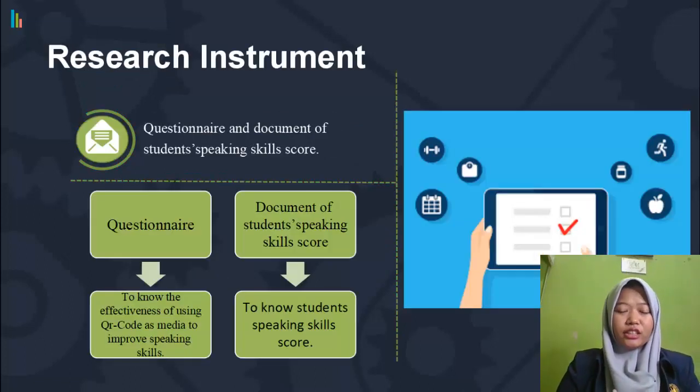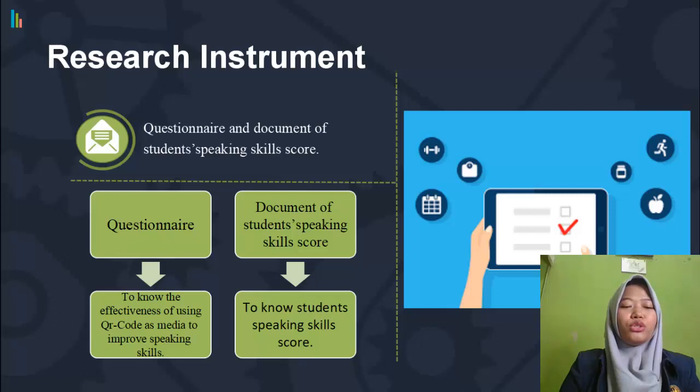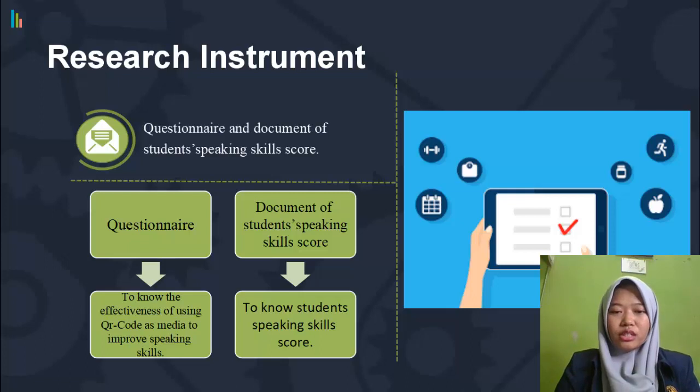Next, research instrument. In this research, the researcher used 2 instruments. First is questionnaire and then document of student speaking skill. The questionnaire here was used to know the effectiveness of using QR code as a media to improve student speaking skill. Then, the document of student speaking skill was used to know the student speaking skill score.